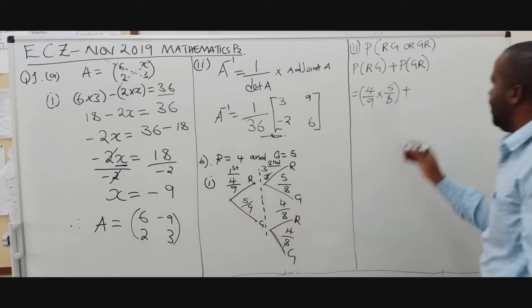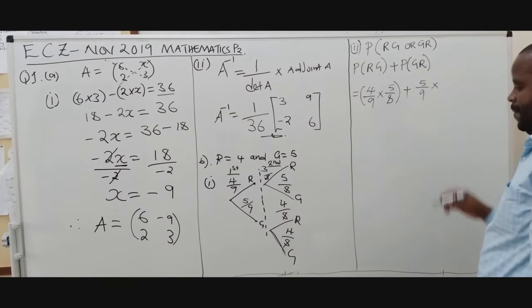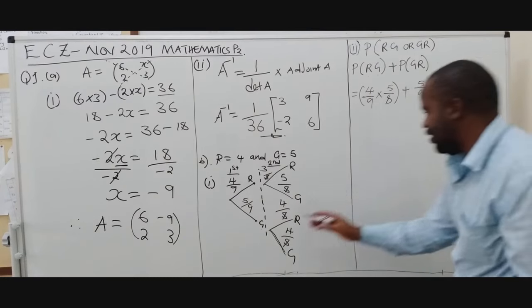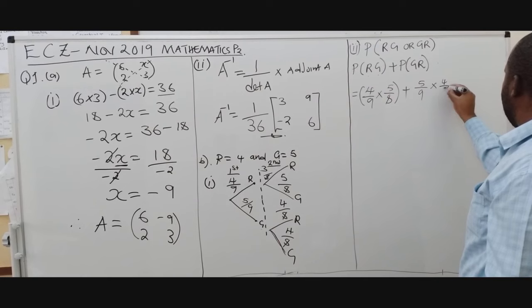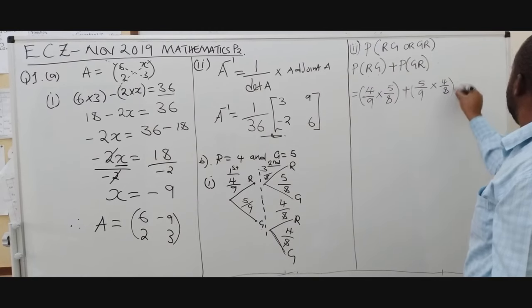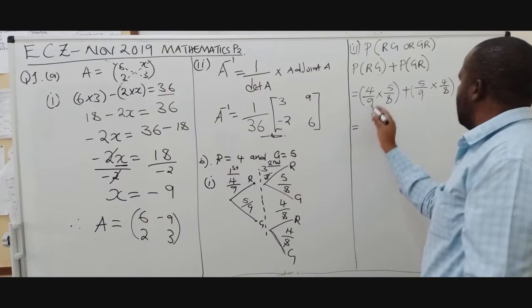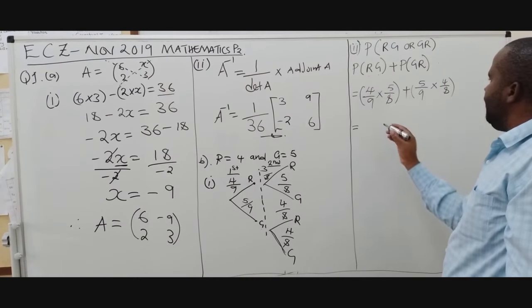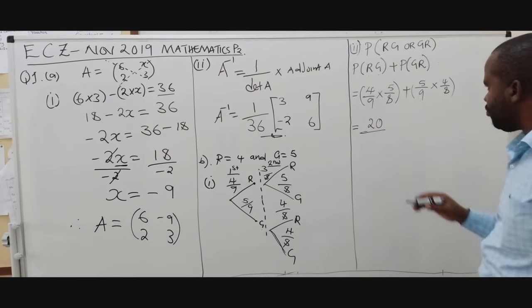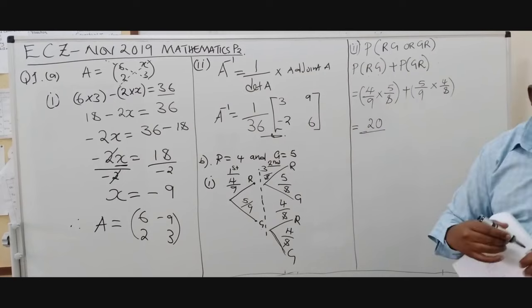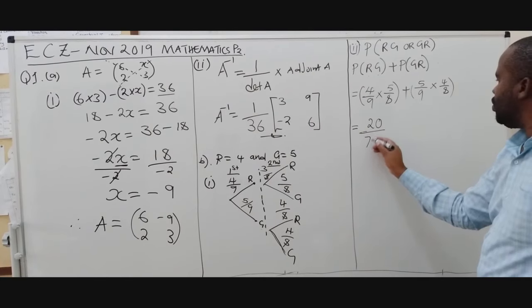What's the probability of picking green in the first picking? 5 over 9. 5 over 9 by what's the probability of picking red in the second picking? You have got 4 over 8. Alright? So here we can now do the multiplication. We'll say 4 by 5, 20, divided by what is 9 by 8? We get 72.